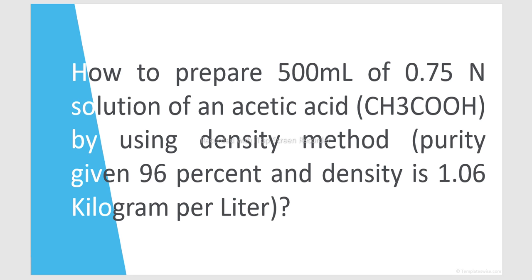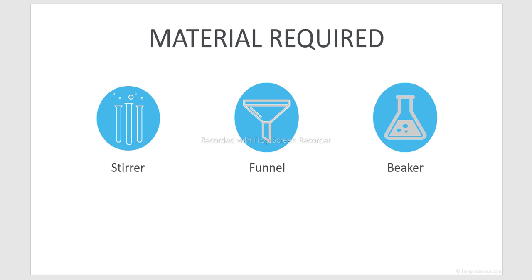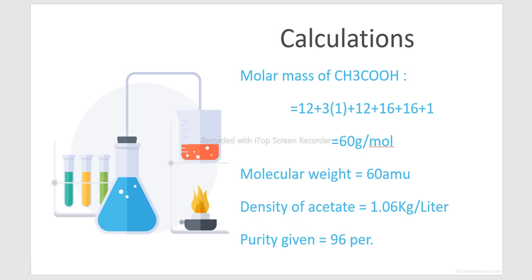So what's the statement? The statement is how to prepare 500 milliliter of 0.75 normal solution of acetic acid. The formula is CH3COOH by using the density method, and the purity given to us is 96% while the density is 1.06 kilogram per liter. The materials required are distilled water, pipette, 500 milliliter flask, a beaker, a stirrer, and a funnel. So let's start the calculations.